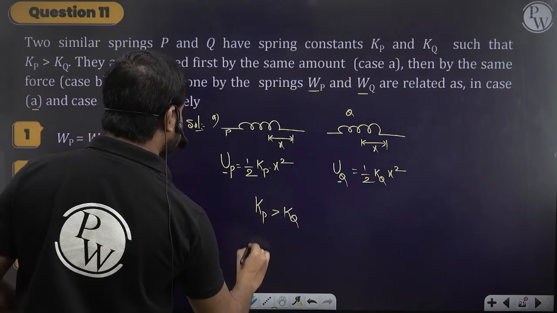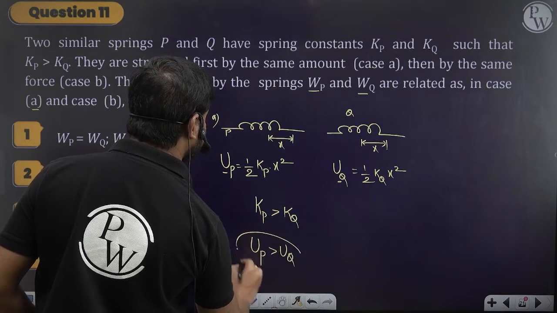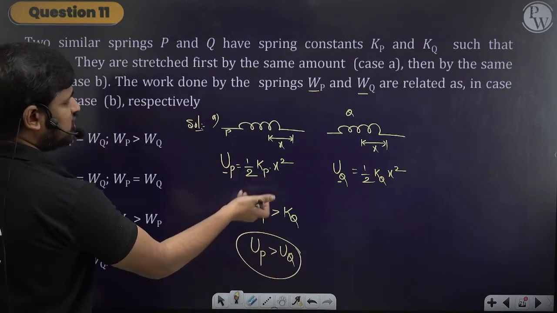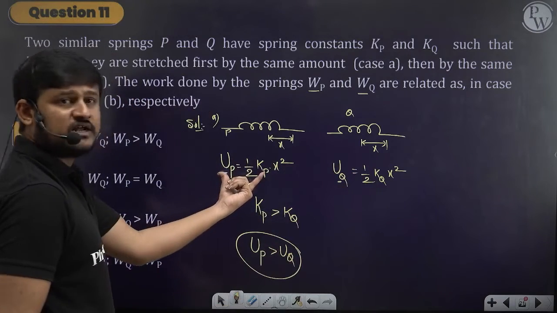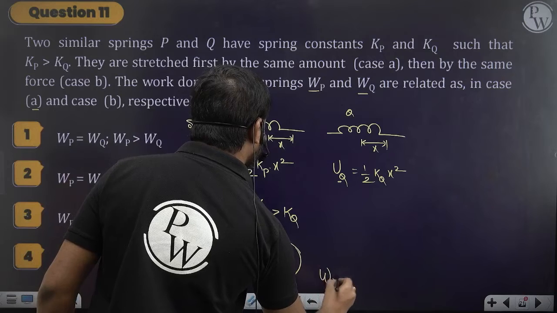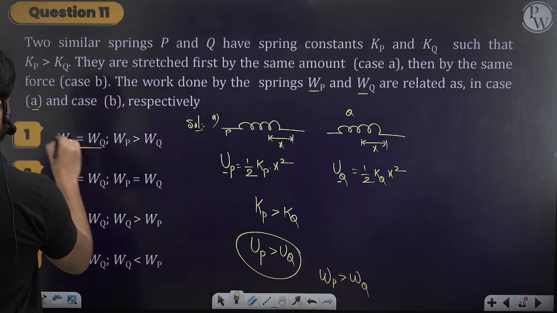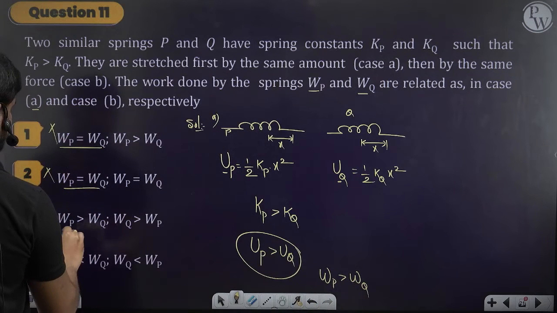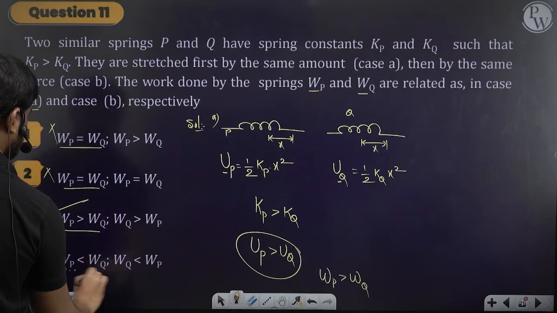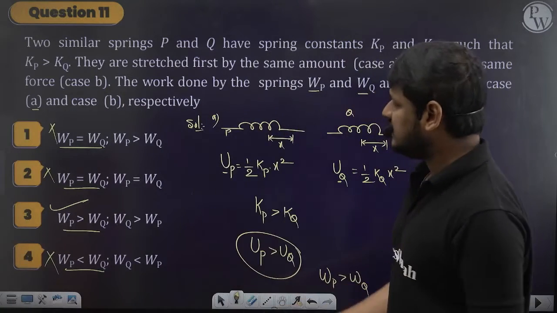So the potential energy in the first case will obviously be greater than the potential energy in Q, because Kp is greater than Kq. Potential energy means the work done, so the work done in P will be greater than the work done in Q. So this is correct and the other is wrong. Directly with the first one you can say the answer, right? Let's solve the second one also.